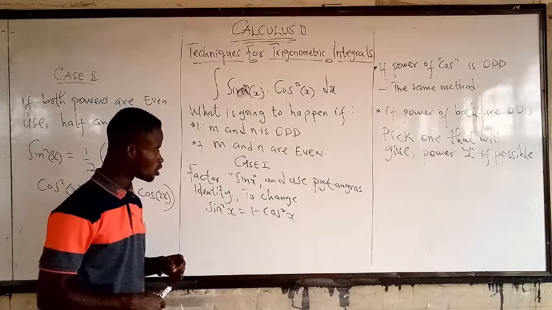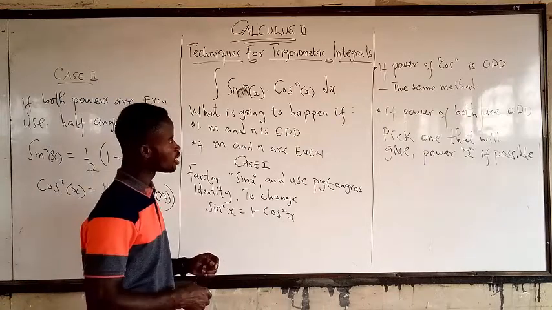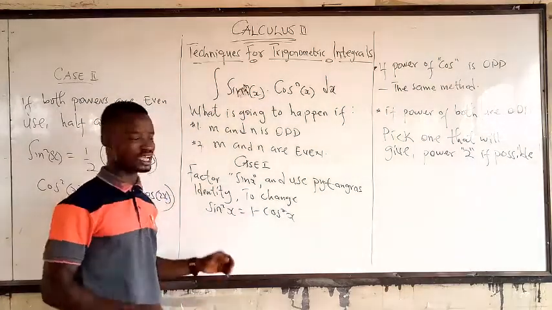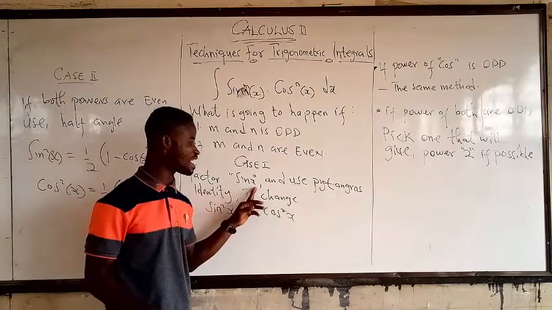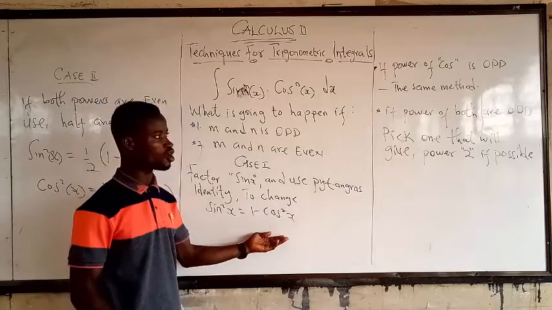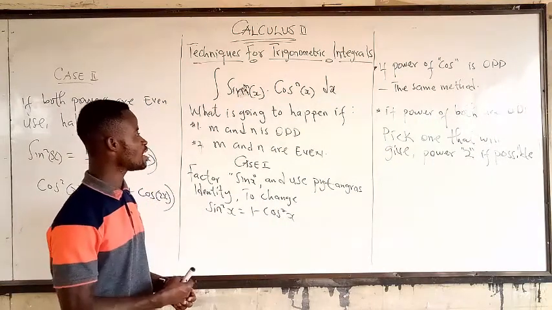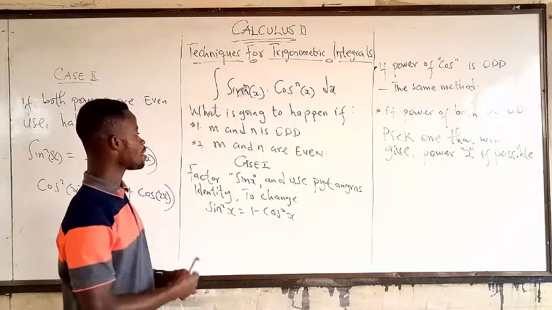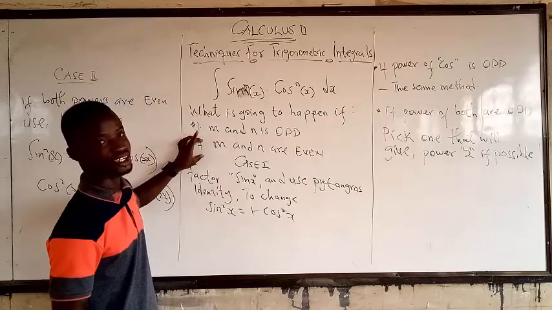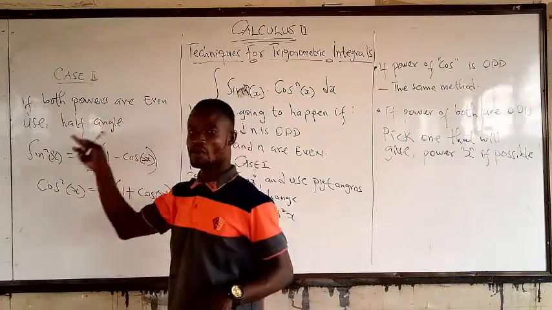So in case 1, we are going to look at the case where this is concerned. What we do is factor sine x and use the Pythagorean identity to change it to this form. What we are saying is that if m and n are odd, or if m and n are even, but if they are even, the second one goes with the one here, if both powers are even. We will come back to it.